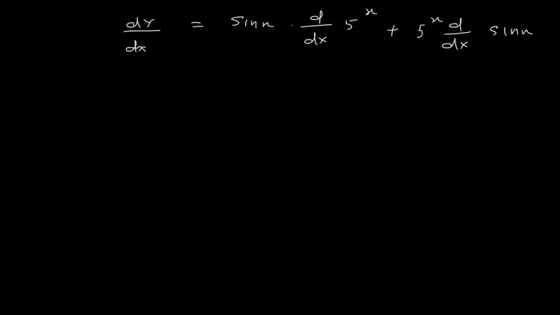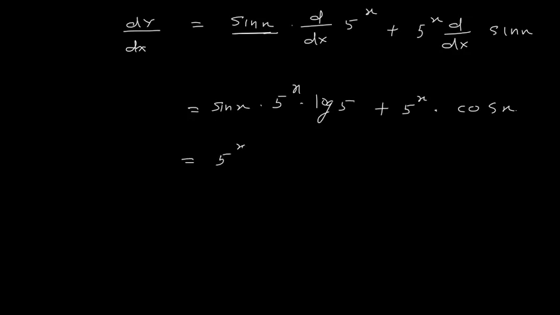So this will give you the answer as sin x into the derivative of 5 power x, which is 5 power x into log 5. This sin x is outside the derivative; don't differentiate this sin x here. Now plus, here I have 5 power x outside, so write 5 power x as it is into the derivative of sin x, which is cos x. Now you can simplify it if it is possible.